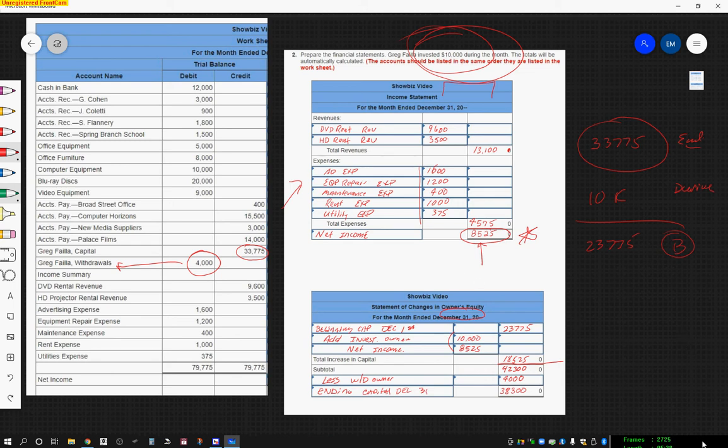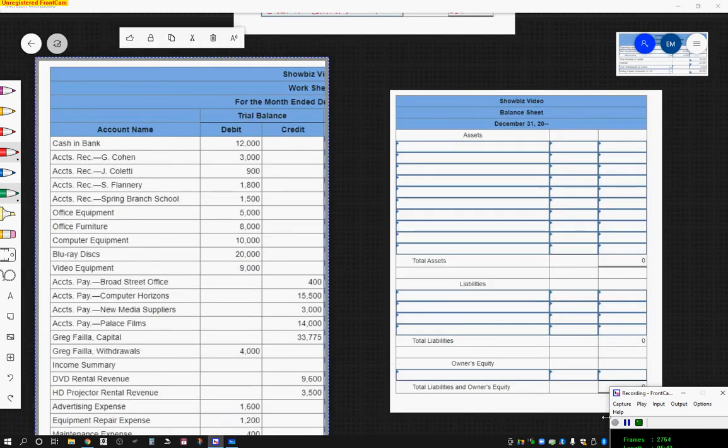Let me pause the video and call some more documents up. Okay, we're going to do the balance sheet now after we've finished the statement of changes in owner's equity. We know that there's only going to be 3 categories and only permanent accounts are listed.